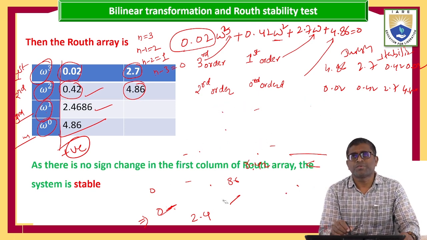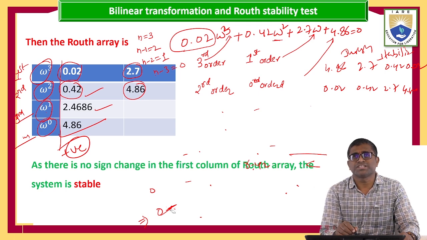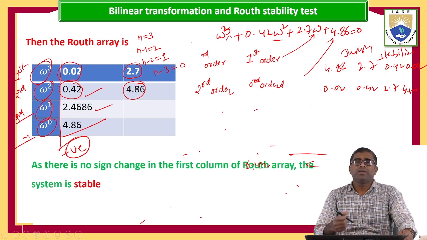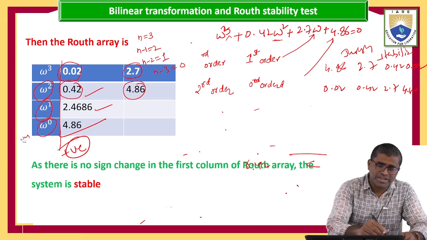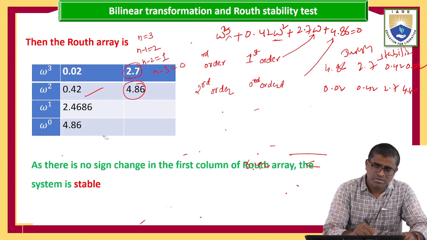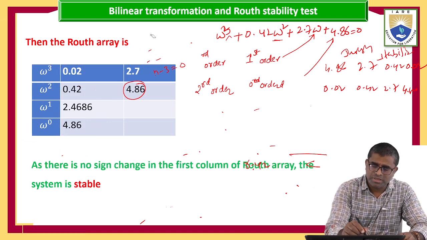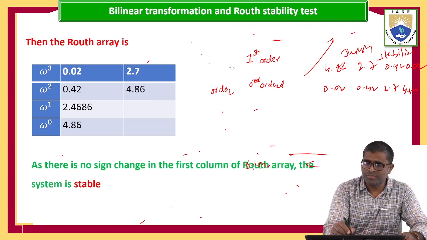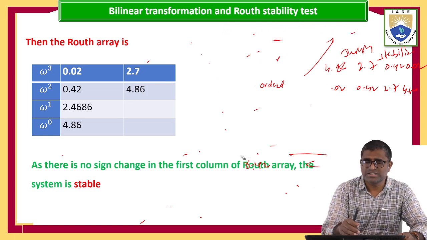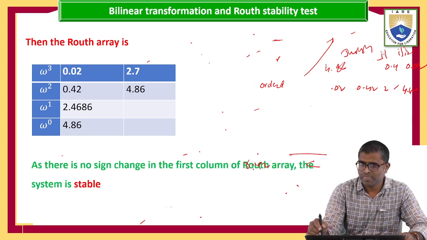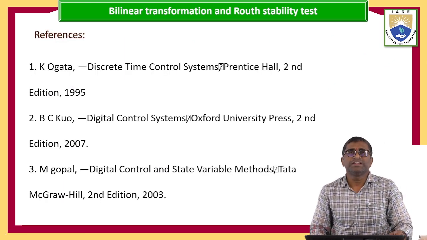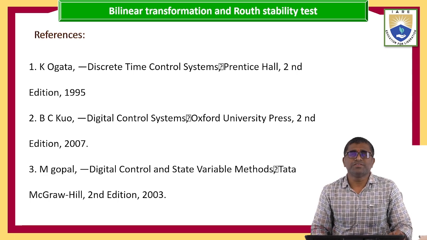So this is a problem using the RH criteria. For a given characteristic equation, in the case of the bilinear transformation of the digital control system, this is the procedure for finding the RH criteria. We can see one more problem on this topic in the next class.